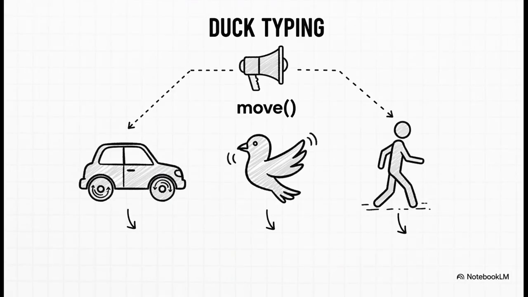Take a look at these objects: a car, a bird, a person. They have nothing in common, right? They don't share a parent class or any formal relationship, but they all happen to have a method called .move. And for Python, that's good enough. Python says, I don't care what you are, I only care what you can do. If it has a .move method, I can treat it like something that moves. This is duck typing, and it's an absolute superpower.